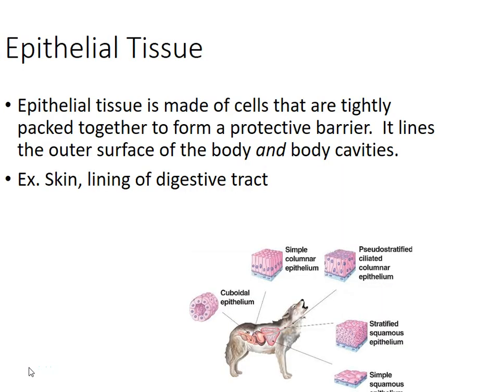So let's talk about epithelial tissue. Epithelial tissue is made up of epithelial cells. So it's cells that are very tightly packed together, and their function is to mainly form a protective barrier. So your skin is made up of a bunch of different types of epithelial tissue. It also lines the outer surface of body cavities. It lines your digestive tract, for example, and organs that are inside of the body.